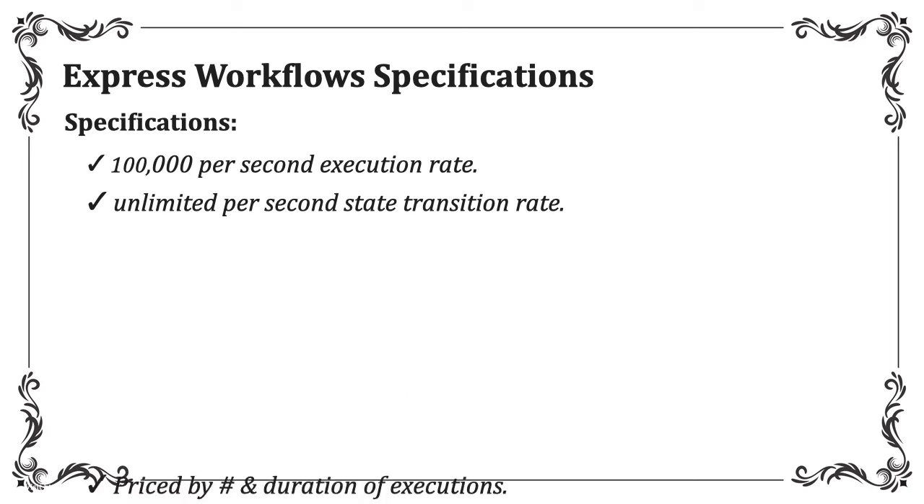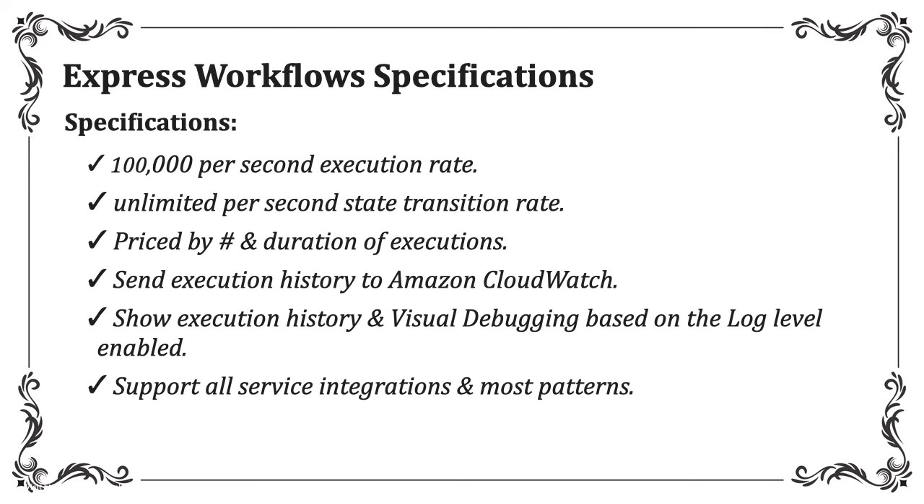Express workflows have the following specifications. They have a 100,000 per second execution rate, and they have a nearly unlimited state transition rate. They are priced by the number and duration of executions, and they send execution history to Amazon CloudWatch, and they show execution history and visual debugging based on the log level enabled. Finally, they support all service integrations and most patterns.